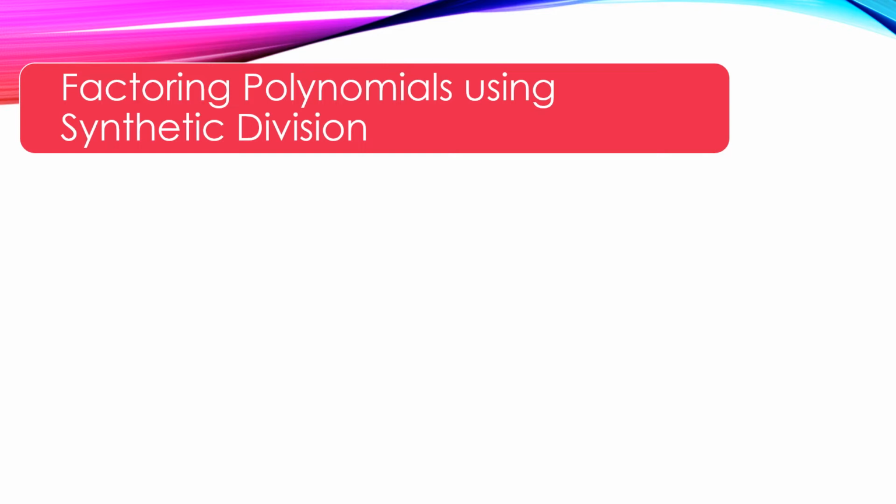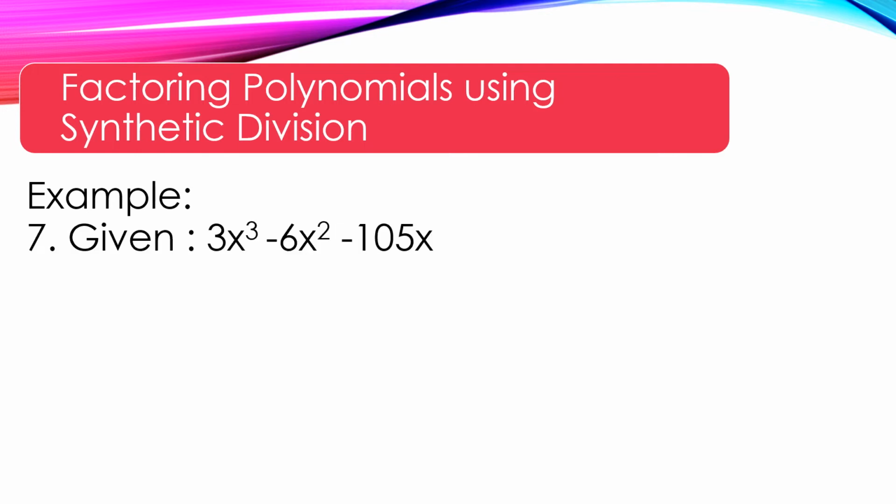Next, another method in factoring polynomials is using synthetic division. So, for number 7, we have 3x cubed minus 6x squared minus 105x. So, first, we're going to get the common monomial factor, that is 3x. So, factor out 3x from the given expression, we will have x squared minus 2x minus 35.